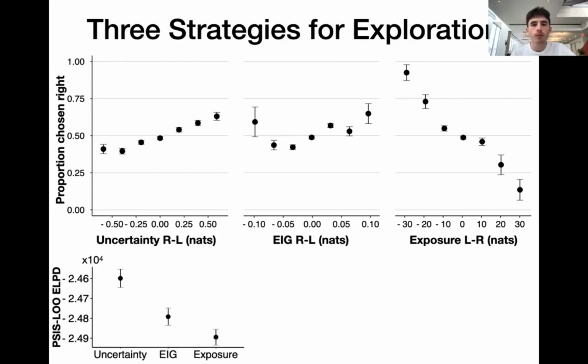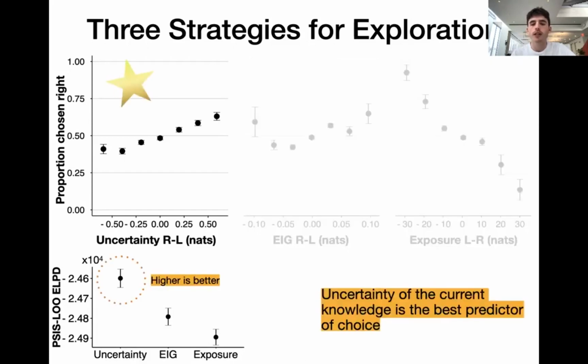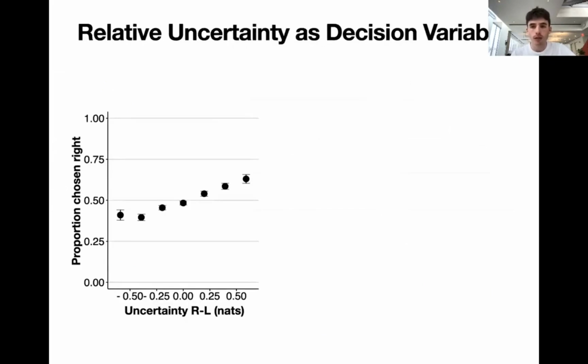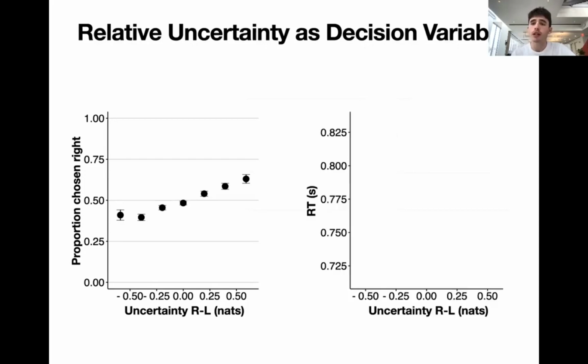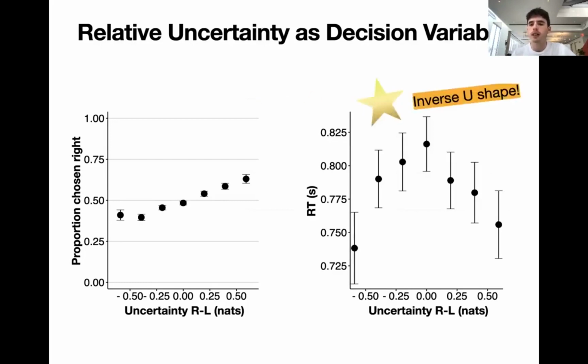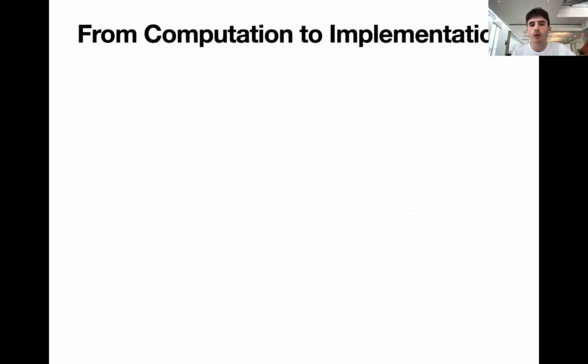Using formal model comparison, we see that indeed, the uncertainty of the current knowledge is the best predictor of choices. And it's not only a predictor of choices, as we see in this graph replotted here, but also of reaction times. If we plot uncertainty versus reaction times, we see this inverse U shape, indicating that indeed this may be the decision variable that the participants are using. So we have a handle on what computation, but how is that implemented?